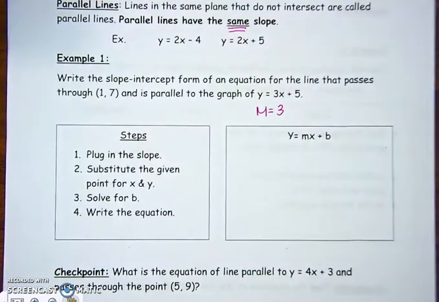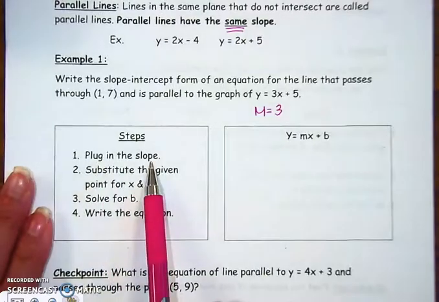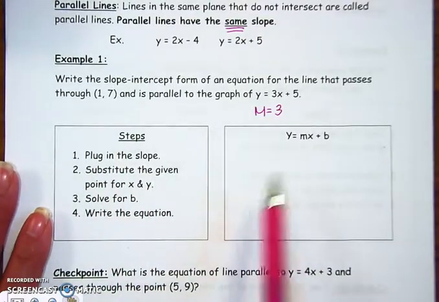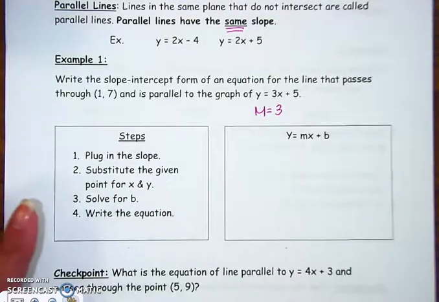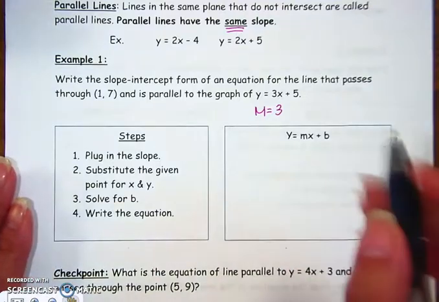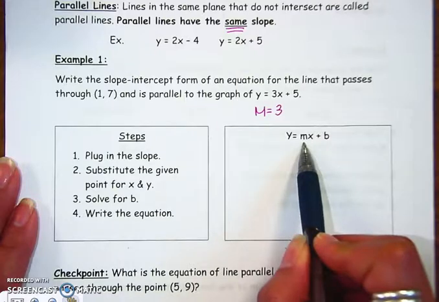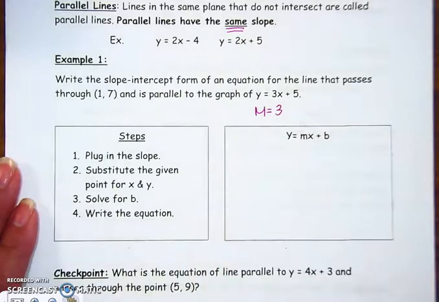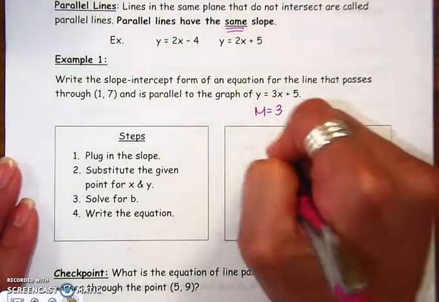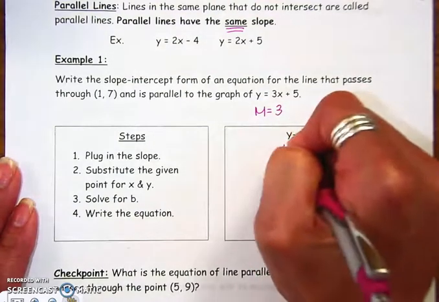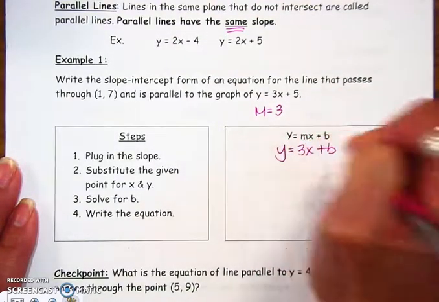From here, we're going to look at our steps. It says plug the slope into the equation. So here, my equation is y is equal to mx plus b, and I want to plug in the slope. So in place of m, I'm going to write 3. So I have y is equal to 3x plus b.